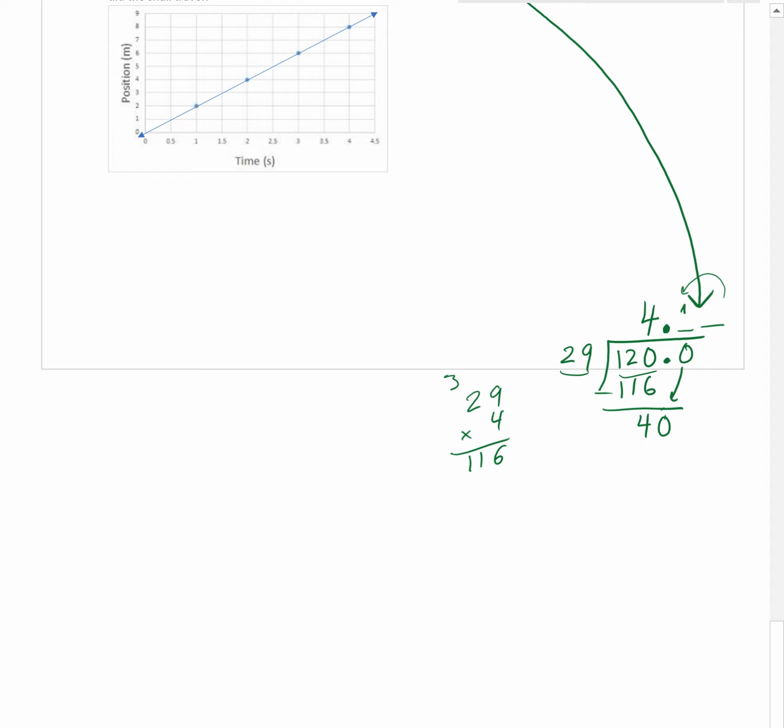29 can only go into 40 once. And 1 times 29 is 29. If I subtract those, I get 11. I need 1 more digit, so I'm just going to bring down 1 more 0. 29 into 110. Oh, that looks like about the same, huh? Oh, no, it's too big.